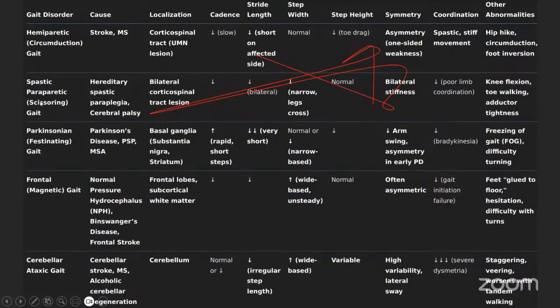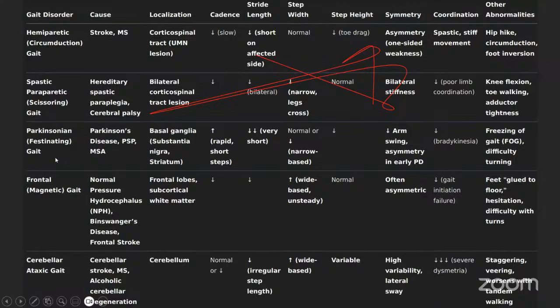In spastic paraparetic or scissoring gait, the causes are hereditary spastic paraplegia and cerebral palsy. In this, bilateral corticospinal tracts are involved. The cadence is reduced, stride length is reduced bilaterally, step width is reduced with narrow steps and legs crossing, and step height will be normal. Symmetry: there is bilateral stiffness, and coordination is reduced with poor limb coordination. Knees will be flexed, with toe walking and adductor tightness.